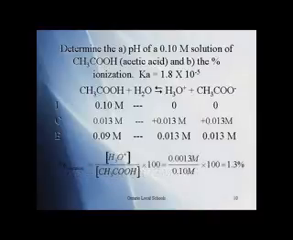The last thing that we need to do here is find the percent ionization of the acid. Now that we have the concentration of the hydronium ion, we can divide that by the initial concentration of the acetic or ethanoic acid, and take that times 100, and that will give us the percent ionization. So 0.0013 moles per liter hydronium ion divided by 0.10 moles per liter of acetic acid times 100 gives us a percent ionization of 1.3%.